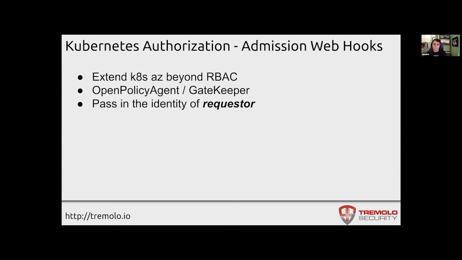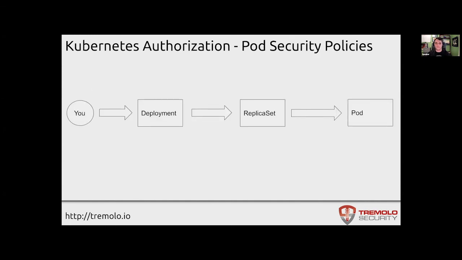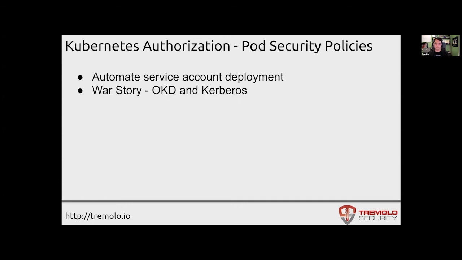Admission webhooks, this lets you extend things. Total 5-hour course on its own. So many things you can do with Open Policy Agent and Gatekeeper. But like I said, it passes in the identity of the requester, which could be a controller. So you gotta be careful about what you're writing authorization rules based off of. And this is the exact same scenario.